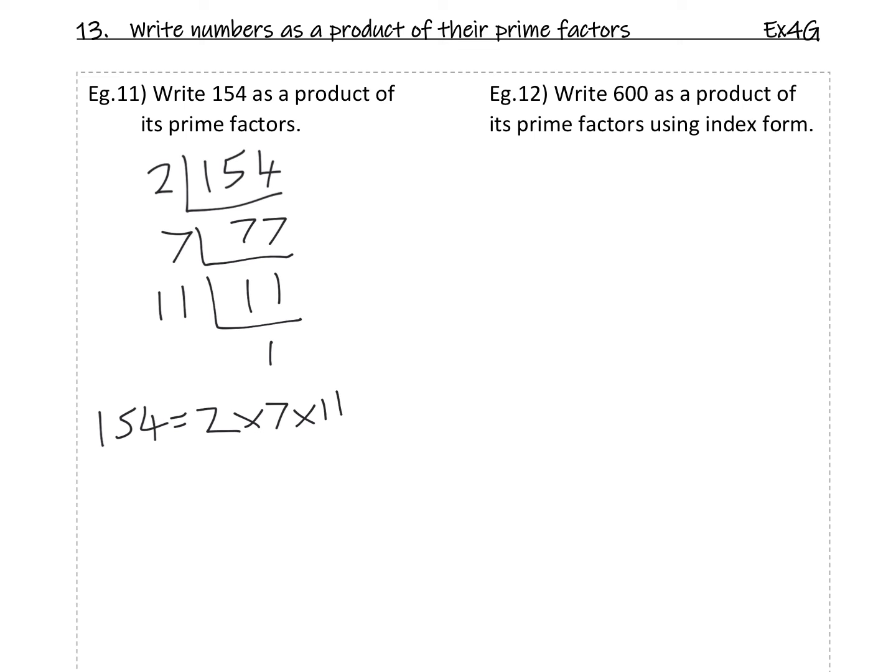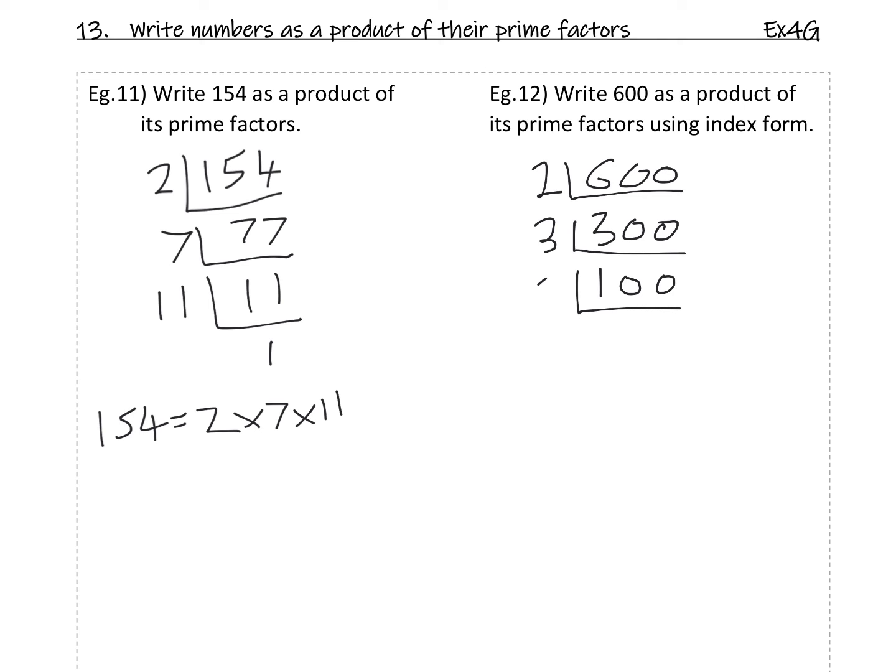Example 12. Write 600 as a product of its prime factors using index form. So we can divide through by the smallest prime factor, which is going to be 2. That will get me 300. Now, you don't have to always divide by that same number. You can choose whatever number suits you as long as it's prime. And I can see quite easily 3 goes into that quite nicely without much effort. So we'll get 100. I can divide that by 2, and that gets me 50.